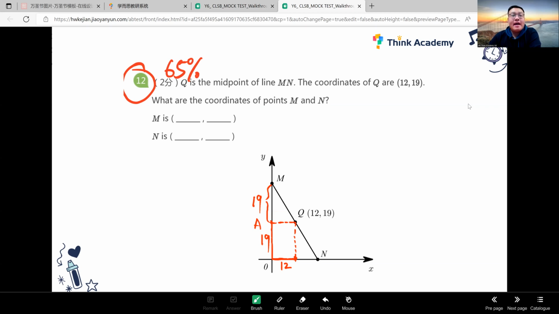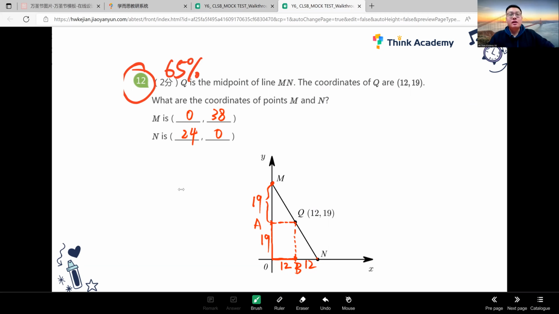Exactly. So A will be the midpoint of MO, and also this B is the midpoint of NO. So BN equals OB, which is 12. Now we can get the answer. M to O, the distance will be 19 times 2, which is 38. You have to be really careful: the x-coordinate is 0 and the y-coordinate will be 38. As for point N, y will be 0 and x will be 12 times 2, which is 24.